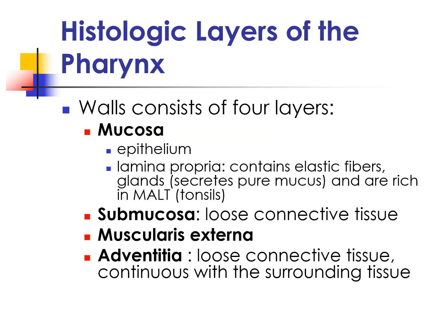So what are the histologic layers of the pharynx? So class, kung mapapansin nyo, parang kada part sinasabi yung histologic layers. So dito sa pharynx, it consists of 4 layers. We have the mucosa, the submucosa, the muscularis externa, and the adventitia.